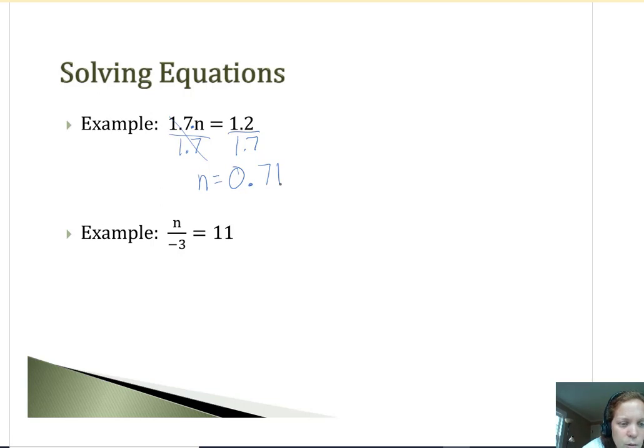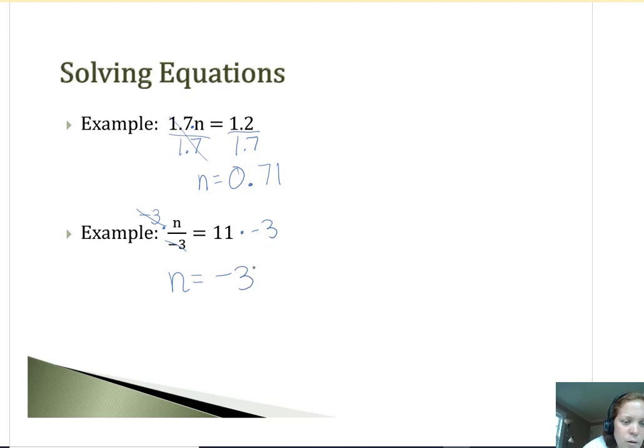Okay, and now a division one. n divided by -3 is 11. Since this is divided by -3, I'm going to do the opposite of division and multiply. Notice how the sign doesn't change. We're not changing the sign, it's changing the operation to move it to the other side. So multiply by -3 on both sides.